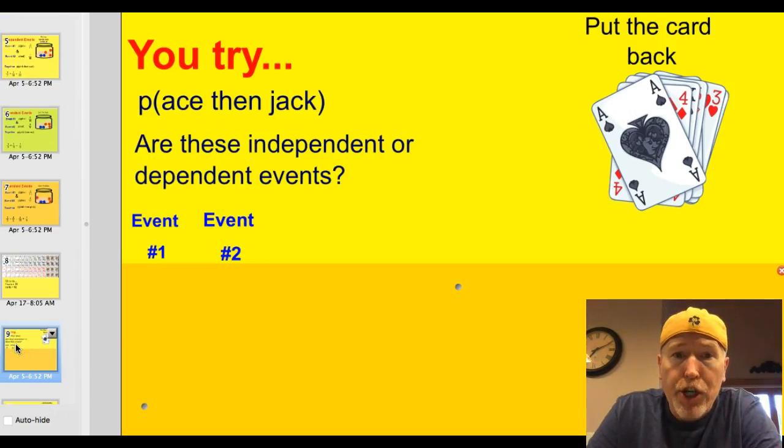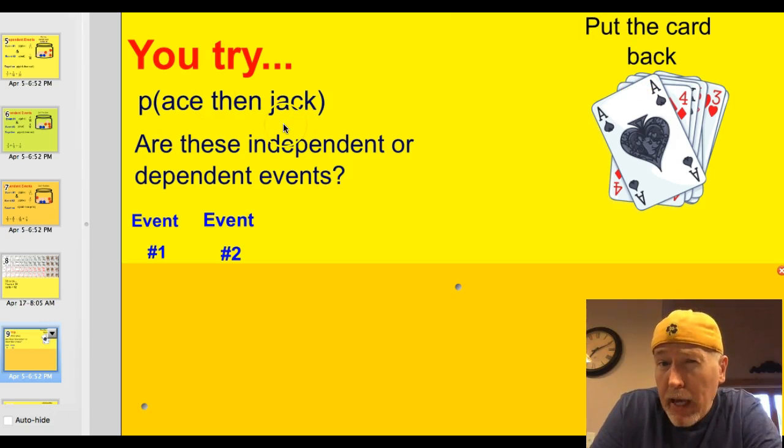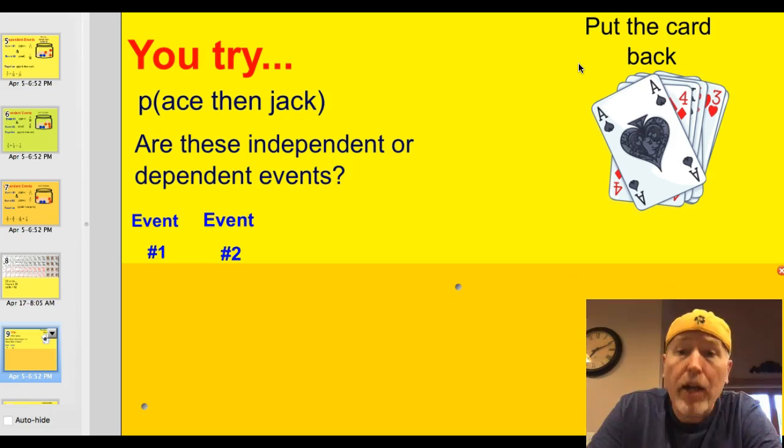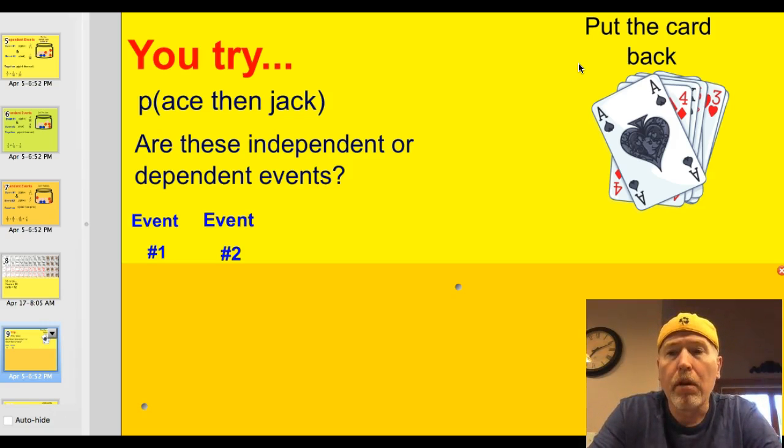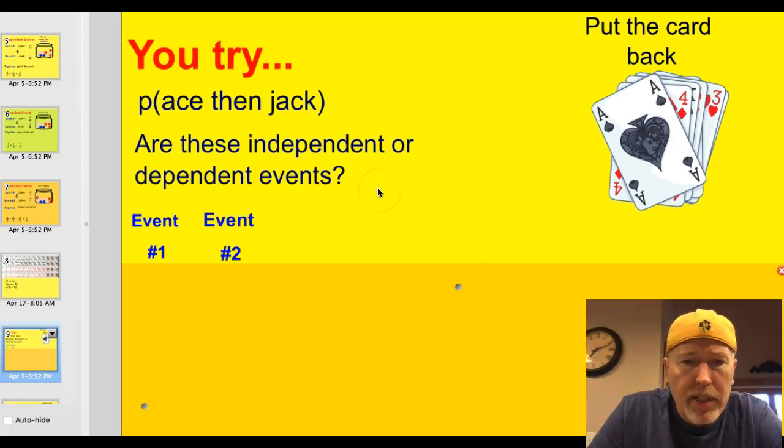All right, it's your chance. I want you to determine the probability of pulling an ace from a deck of cards, put the card back, and then pulling a jack. Okay? Here's the important part. You're going to put the card back, and then determine if these are independent or dependent events. All right? Go ahead and pause the video. All right, let's see how you did.